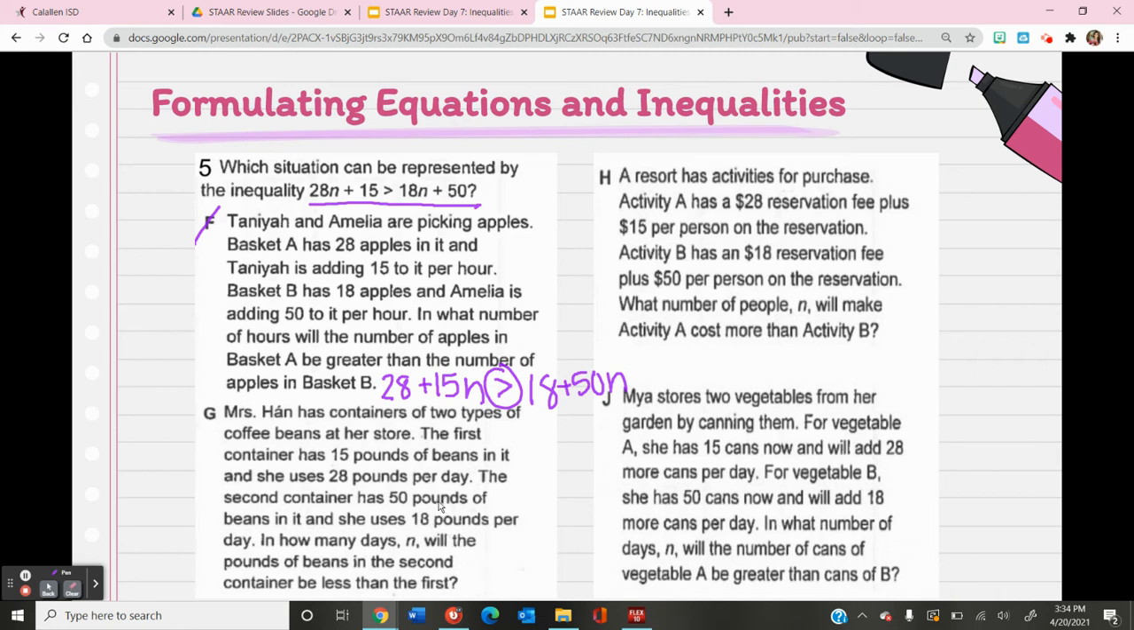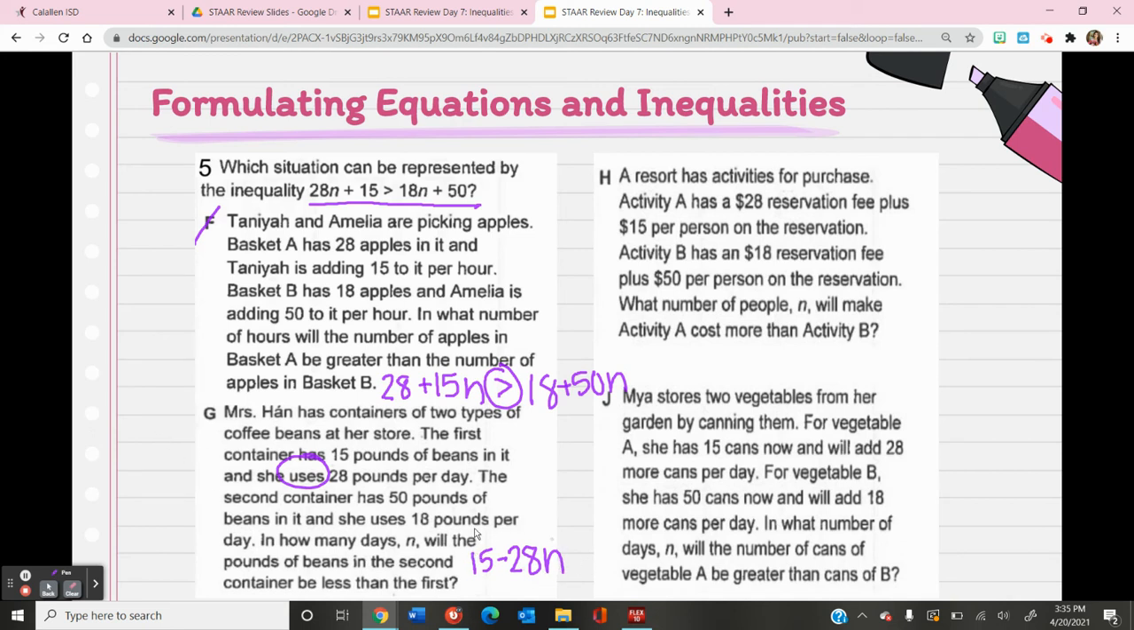Then we have G. It says Mrs. Han has containers of 2 types of coffee beans at her store. The first container has 15 pounds of beans in it, and she uses 28 pounds per day. So she has 15 in it, and she uses, so that word uses means that you're subtracting 28n. The second container has 50 pounds of beans in it, and she uses 18 pounds per day. So they want to know when the amount of beans in the second container will be less than the first container.